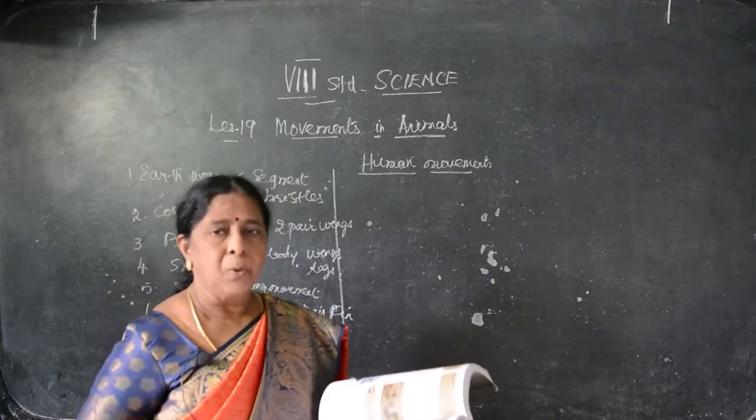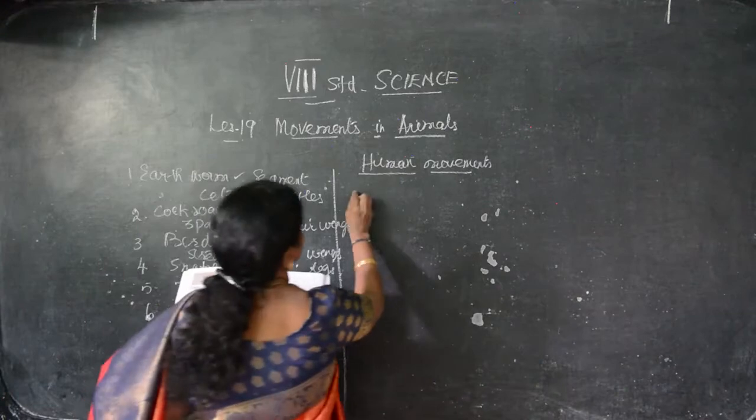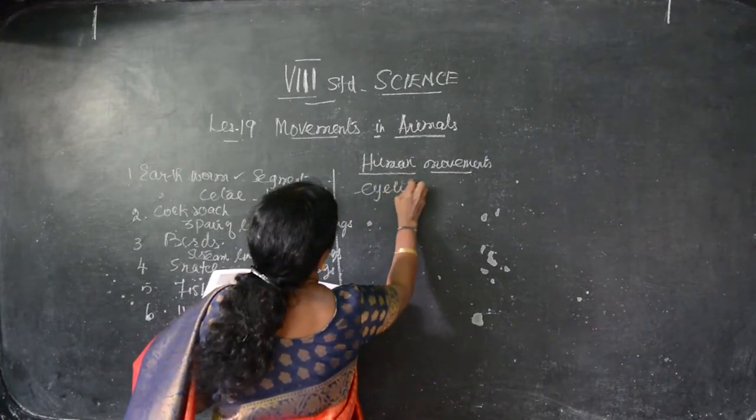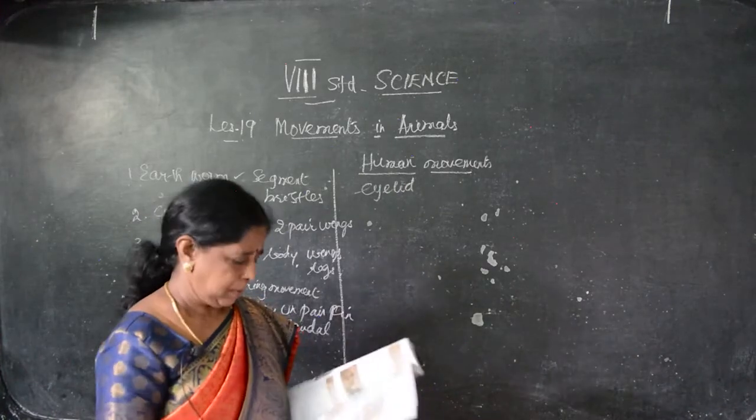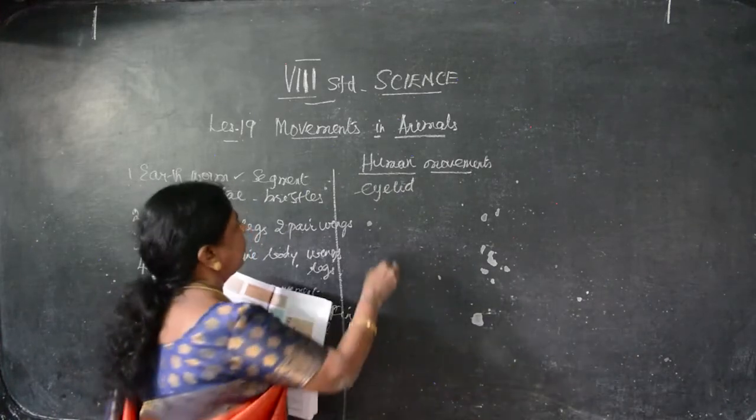What are the parts we can move? We are moving our eyelids by opening and closing. You know what is eyelid? This is eyelid. By opening and closing the eyelid we can move. And the movement of heart muscles.